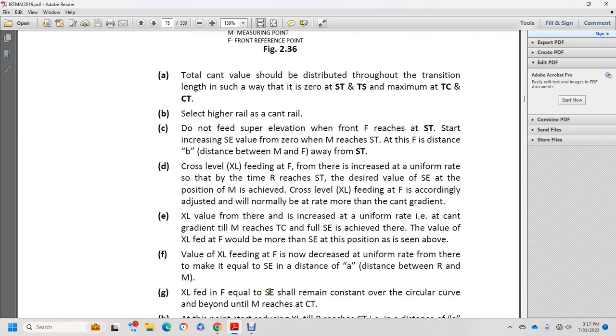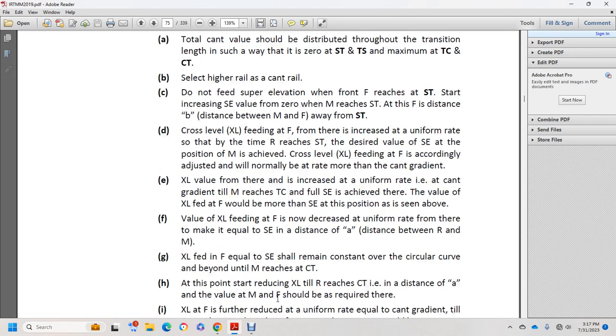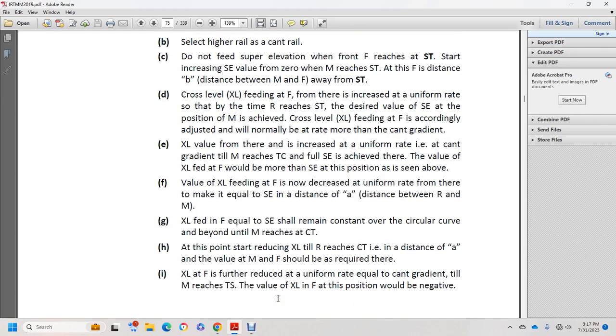Super elevation fed with the cross leveling at F is equal to the super elevation, which remains constant over the circular curve from M until the CT. At this point, starting the cross elevation till R at each CT, with the distance A, the value with M and F should be required there.